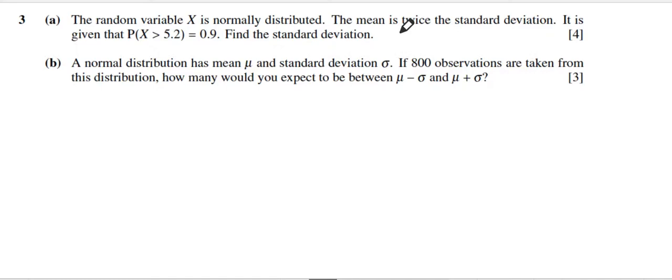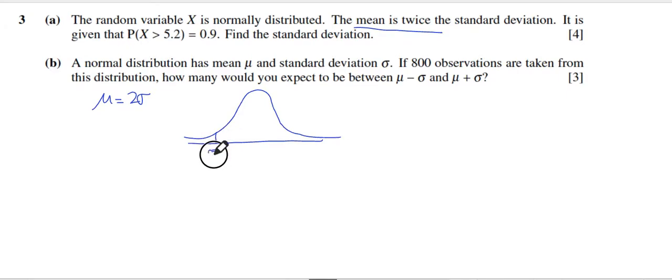Okay, the mean mu is twice the standard deviation, so mu equals 2 times the standard deviation. And the question says, if I draw the bell curve approximately, okay, that's the bell curve, x is greater than 5.2 is 90%.